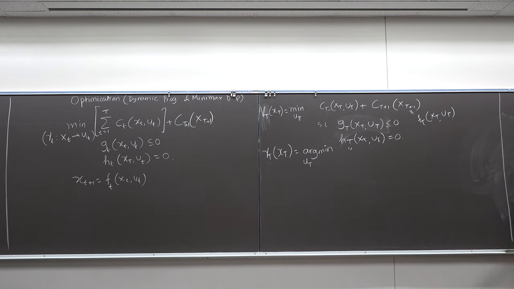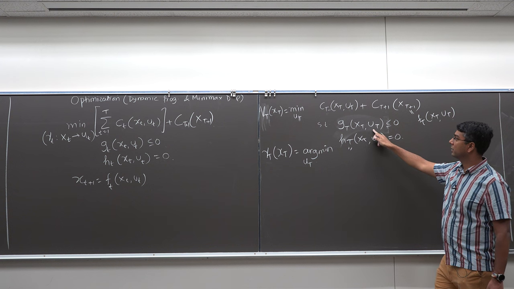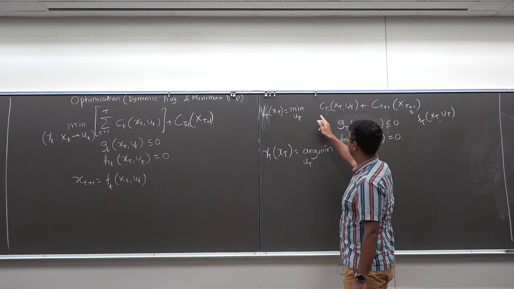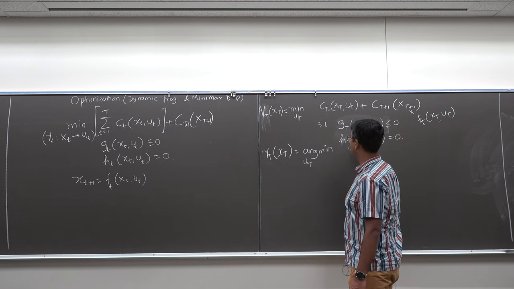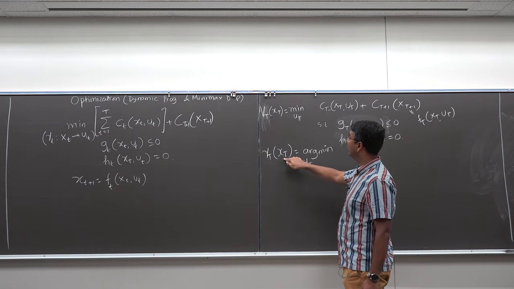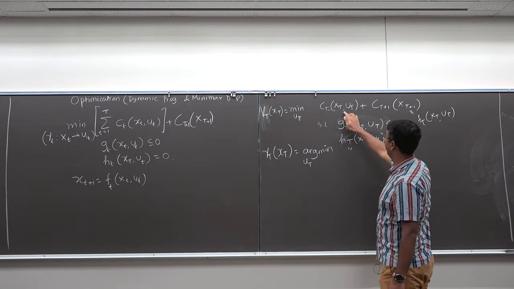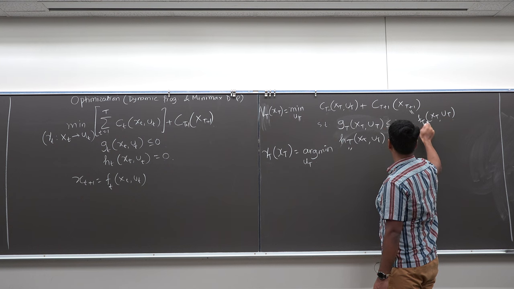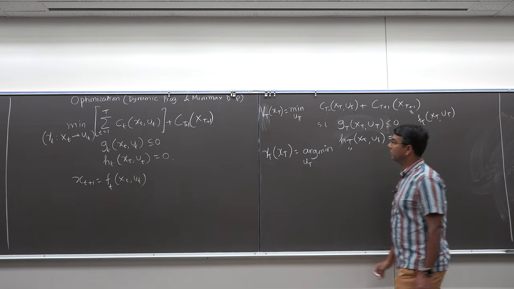Now it's just a constrained optimization problem of the form that we talked about towards the end of the previous lecture. We can apply the KKT theorem to solve this particular problem and get the value of U T star. That's the minimizing value. The U T which minimizes the entire function and also satisfies the constraint, that argmin becomes my gamma T of X T. And the value of this, which is C T of X T, U star T plus C T plus 1 of X T, U star T, that becomes my value function V T.